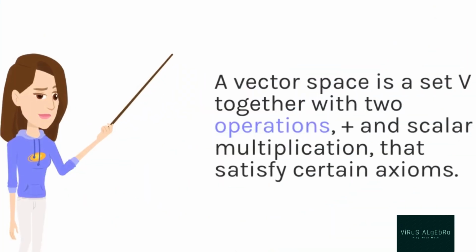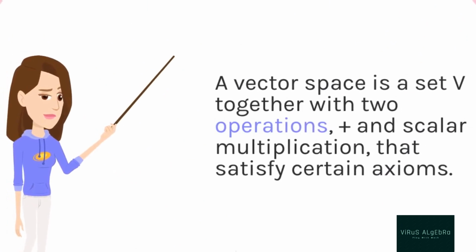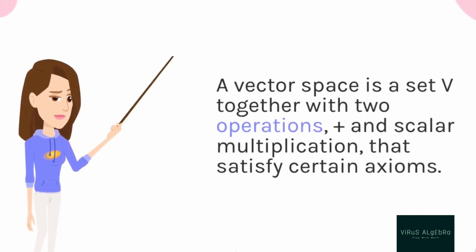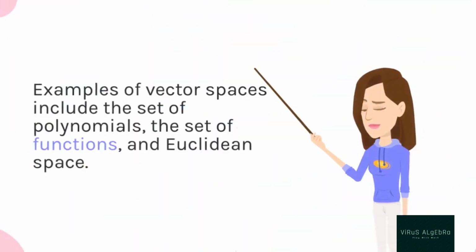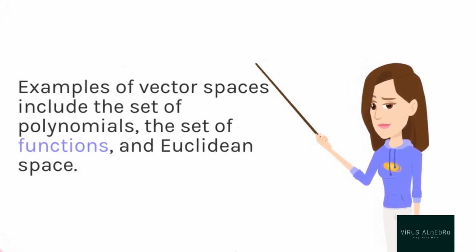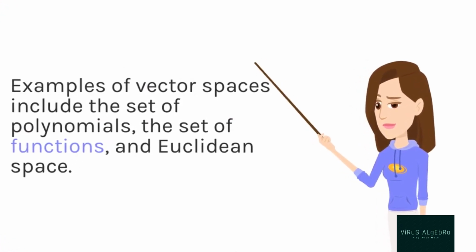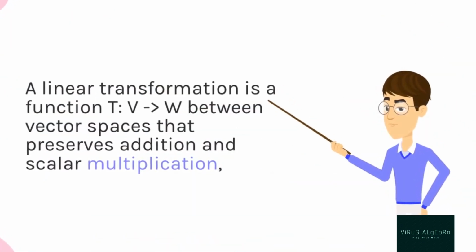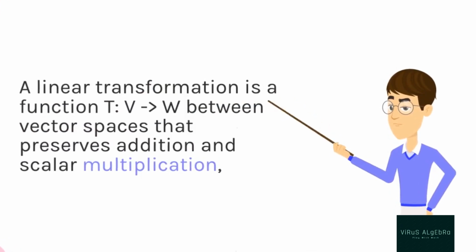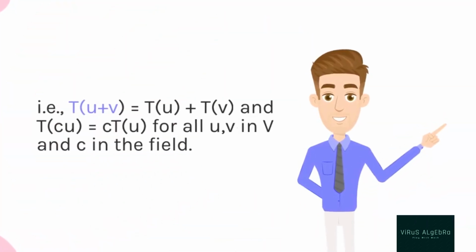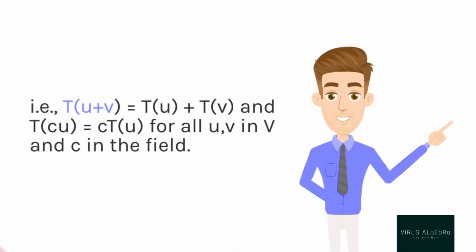A vector space is a set V together with two operations, plus and scalar multiplication, that satisfy certain axioms. Examples of vector spaces include the set of polynomials, the set of functions, and Euclidean space. A linear transformation is a function T: V to W between vector spaces that preserves addition and scalar multiplication, i.e., T(u plus v) equals T(u) plus T(v) and T(cu) equals cT(u) for all u, v in V and c in the field.